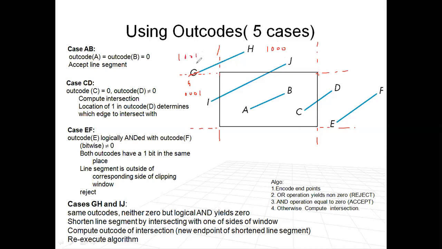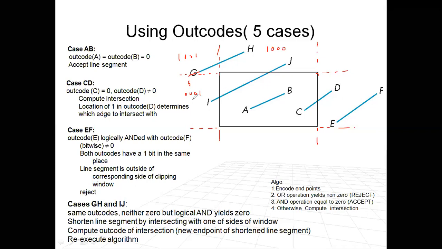Fine. Now apply the clipping algorithm. So if I perform the OR operation between these two outputs, what will it give? A non-zero value. It cannot be trivially accepted. If this line cannot be trivially accepted, let's apply the trivially reject condition.